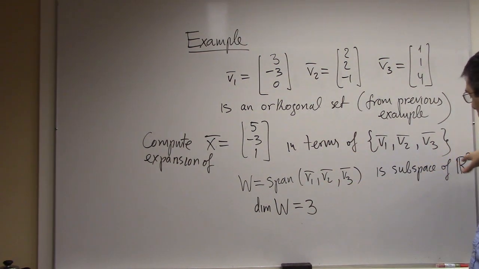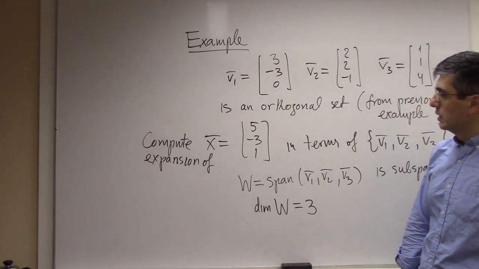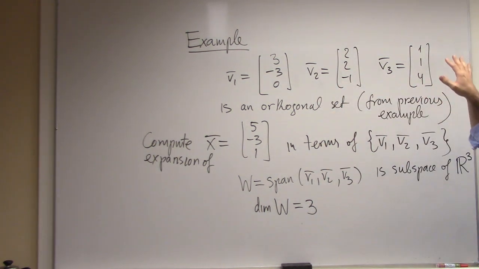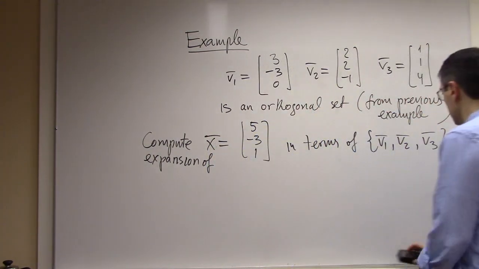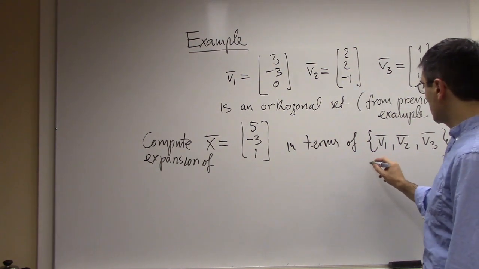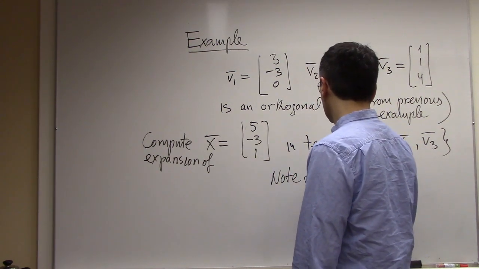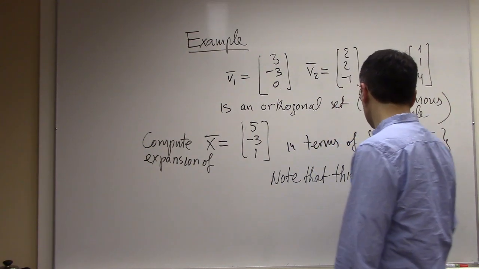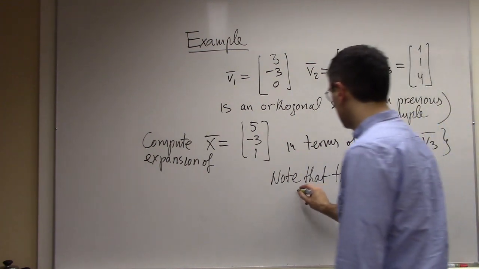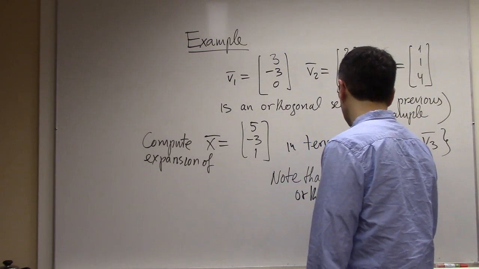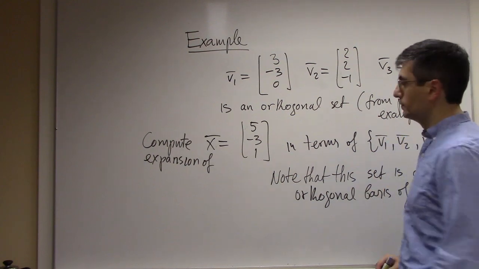The subspaces that are smaller than R3 have dimension 2, 1, or 0. This we also discussed in earlier lectures. So this set is really a basis of R3. This is an orthogonal basis. Note that this set is an orthogonal basis of R3.